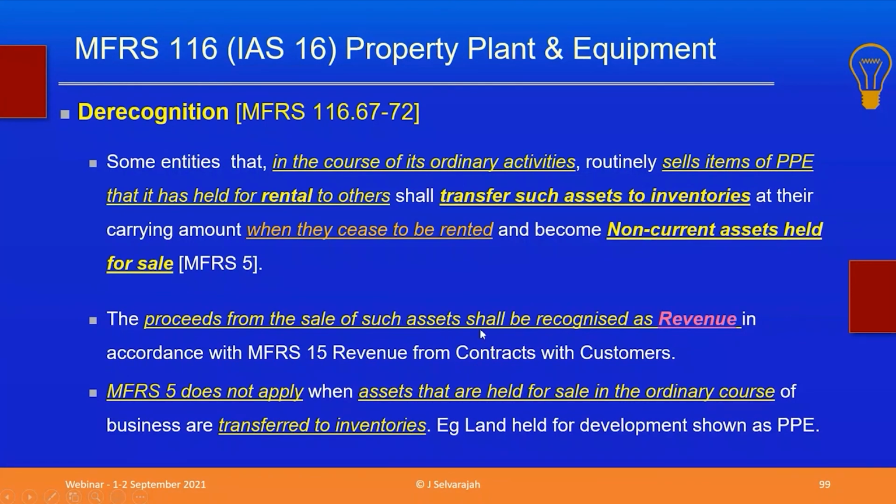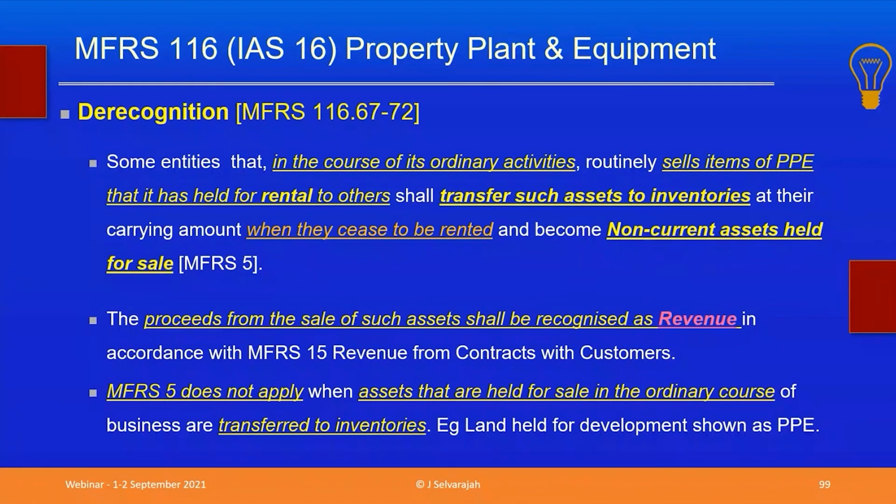So the proceeds from the sale will be recognized as revenue, because now MFRS 15 triggers in, because it is an inventory item. It's not an asset held for sale. Okay, this is the strange thing. You bring it down and you sell it. Now, MFRS 5 does not apply when the asset held for sale in the ordinary course of business is transferred to inventory. MFRS 5 applies when an asset is taken out from PPE and put under asset held for sale.